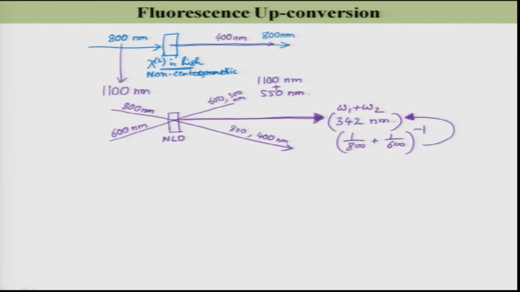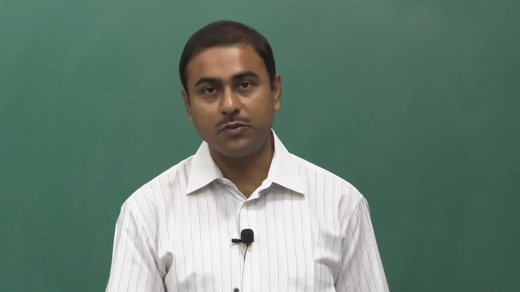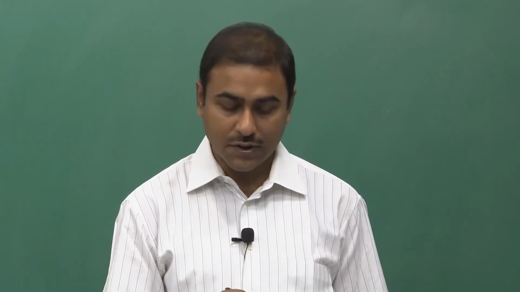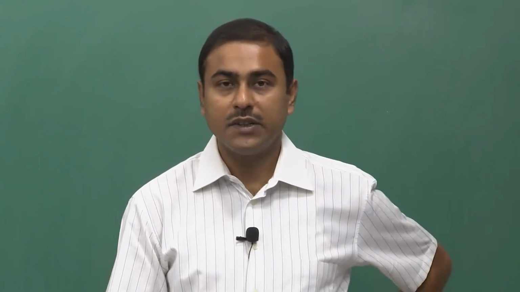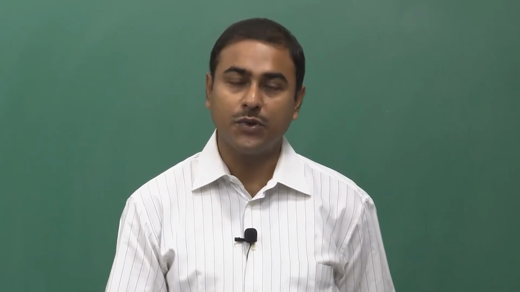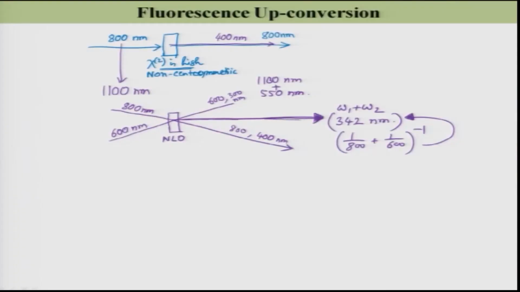Now, remember that such a process will take place only when both the lights are present inside the NLO crystal. If only one light is present, that means if only the 800 nanometer light is present, then the output will be 800 and 400. If only 600 is present, then the output will be 600 and 300. But if both 800 and 600 are present, then the sum frequency generation will take place and you will get an output along this direction with a wavelength of 342 nanometer. Okay. So, this is clear.